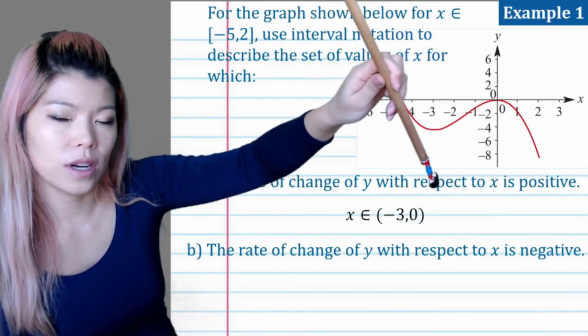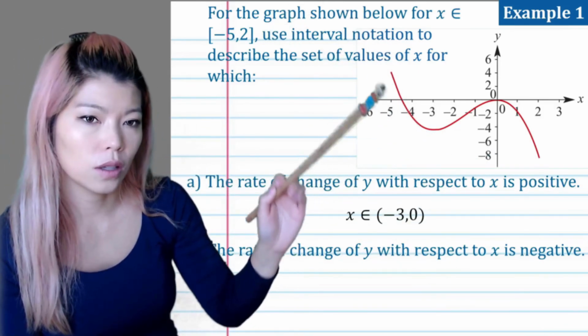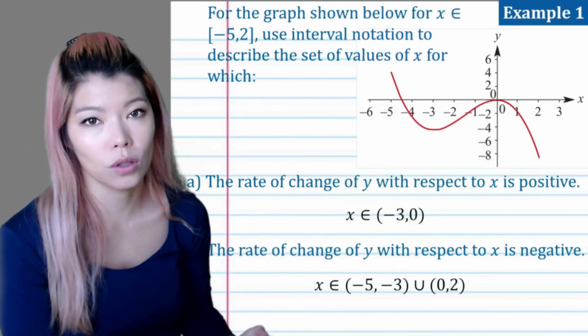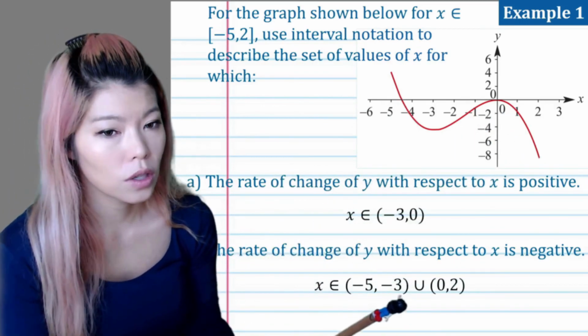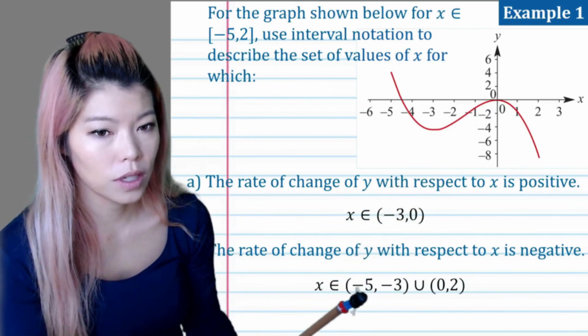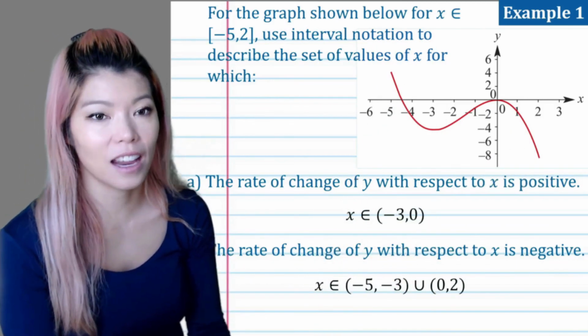So anyway, when is it negative? We can see that's between -5 and -3, but not inclusive of the two values, union 0 and 2, again not including the two values. Not including -3 and 0 because the gradient is 0 there, and not including -5 and 2 because we have no gradients at the endpoints.